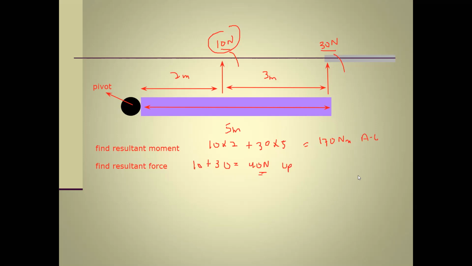Why not 30 multiplied by 3? Because whenever we take a distance, we always take the distance from the pivot. So the distance of the 30 Newton force from the pivot is not 3. That's equal to 5, the total. We always take the distance between the force and the pivot.